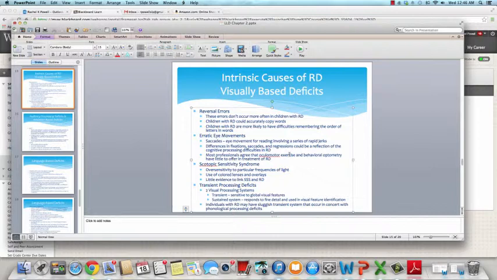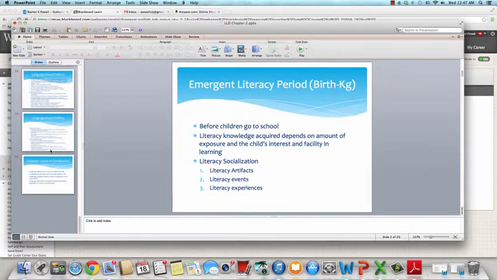Then you have transient processing deficits, and essentially there are two visual processing systems. The transient system is sensitive to global visual features. The sustained system responds to fine detail and is used in visual feature identification. Individuals with reading disabilities may have sluggish transient systems. They have found they have sluggish transient systems, but this occurs in concert with phonological processing deficits. So you can't eliminate that phonological component when you're making considerations for transient processing deficits.